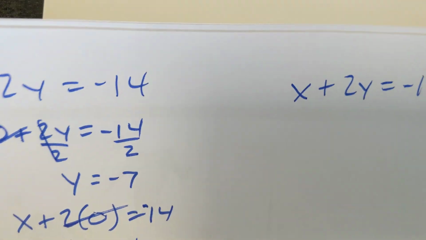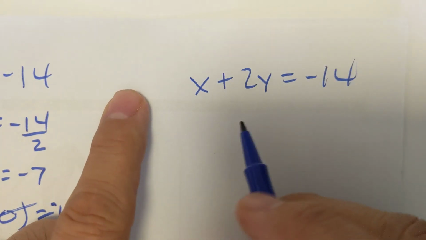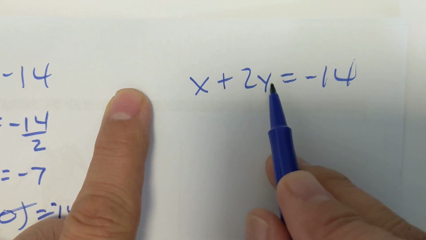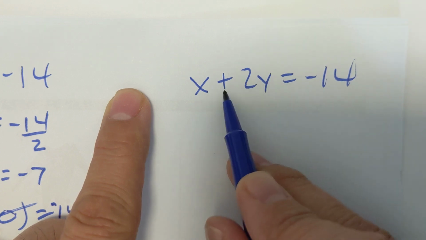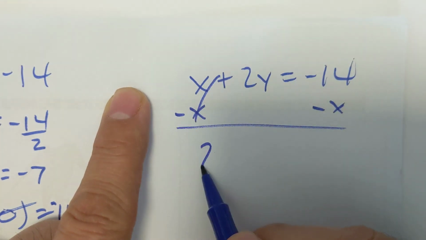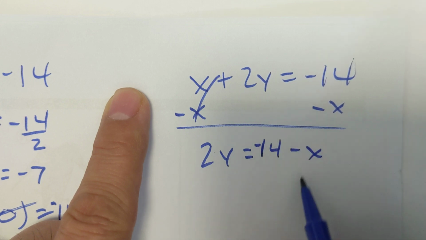Some of you are trying to focus more on just slope-intercept form rather than standard. So here we need to get y by itself, same equation. So they took y, multiplied by 2, added x. First thing we're going to do is subtract x. So we get 2y equals negative 14 minus x.